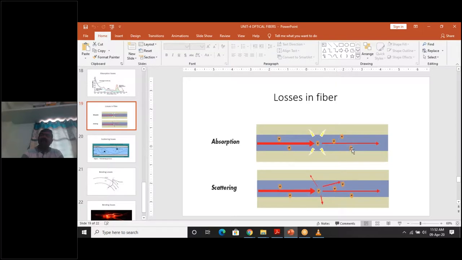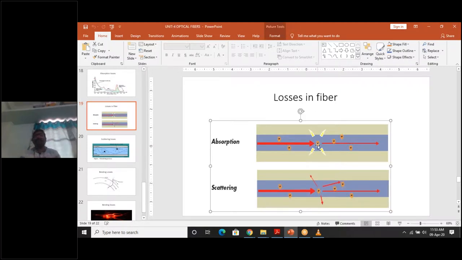If certain water molecules are trapped inside the core during the manufacturing of optical fiber, those water molecules absorb a certain amount of light. This is called OH minus absorption. These water molecules are also called OH minus ions. These OH minus ions eat a certain amount of light, so that the output light decreases. The remaining light will pass over. So this is OH minus absorption.